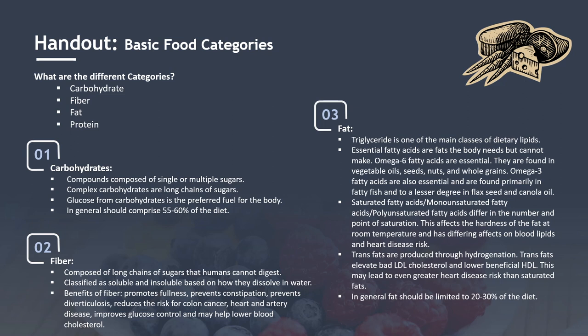Saturated fatty acids, monounsaturated fatty acids, and polyunsaturated fatty acids differ in the number and point of saturation. This affects the hardness of the fat at room temperature and has differing effects on blood lipids and heart disease risk. Trans fats are produced through hydrogenation. Trans fats elevate bad LDL cholesterol and lower beneficial HDL. This may lead to an even greater heart disease risk than saturated fat. In general, fats should be limited to 20 to 30% of the diet.